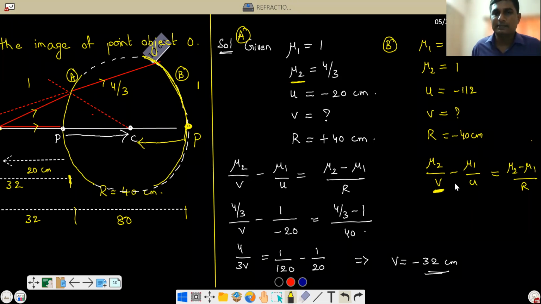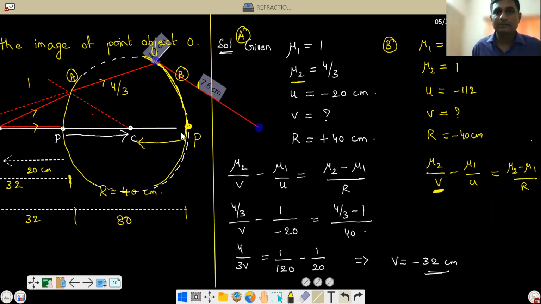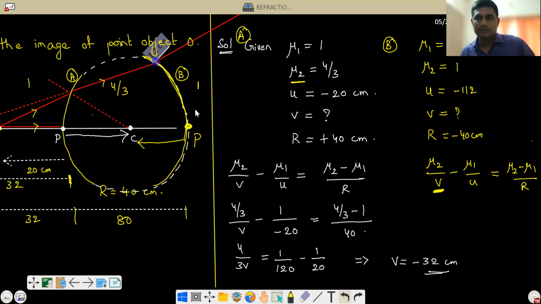Suppose v you got at plus, then this ray will get converged this side. Plus means this side. Suppose you get minus, then it depends on this one, either like this or like this. If it is plus, it will get converged. If it is minus, maybe somewhere like this, so that it will get extended here. Minus means like this. Are you able to understand? Easy or difficult?